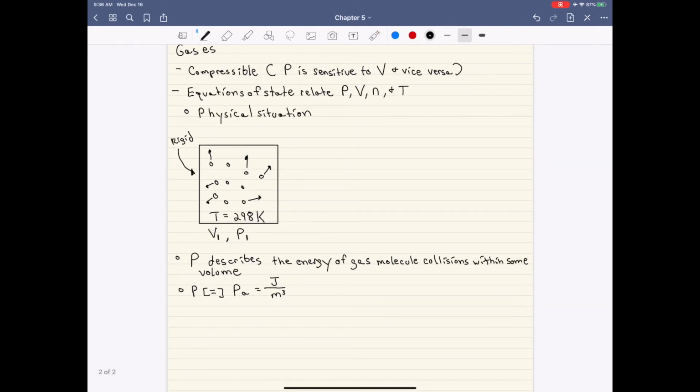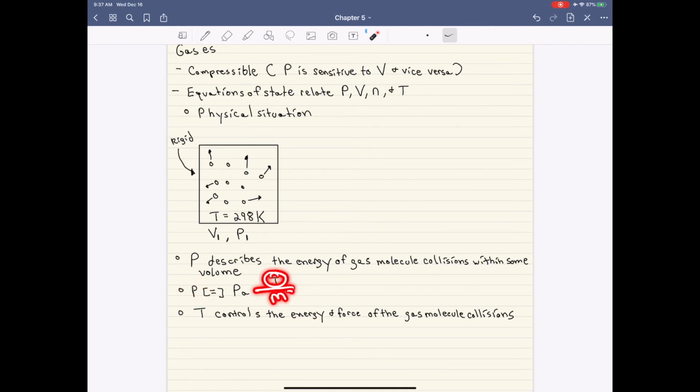And the temperature, T, this is going to control just the energy and force of the gas molecule collisions. And so temperature just controls the energy, while pressure is the energy divided by the volume.